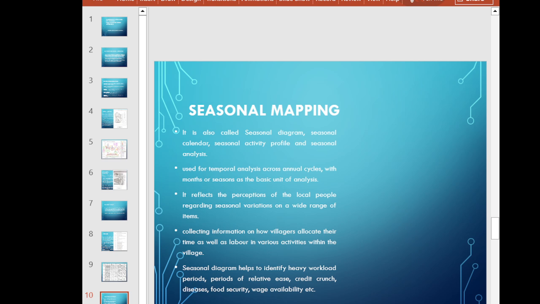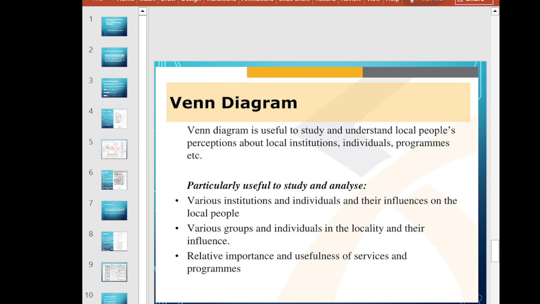This seasonal mapping also reflects the perceptions of the local people according to seasonal variations on a wide range of items, collecting information on how villagers allocate their time as well as their labor in various activities within the village. It also helps to identify heavy workload, period of relative ease, credit crunch, disease, food security, wage availability, etc.